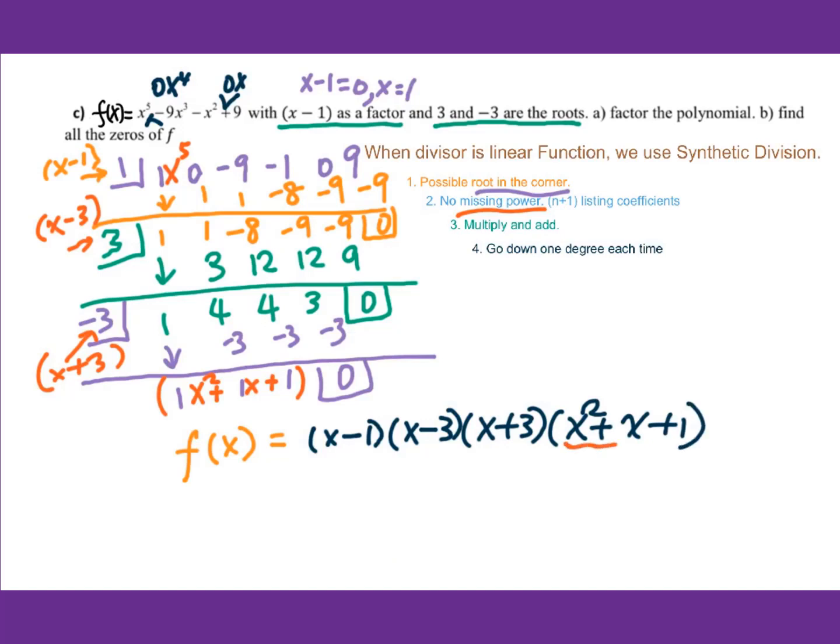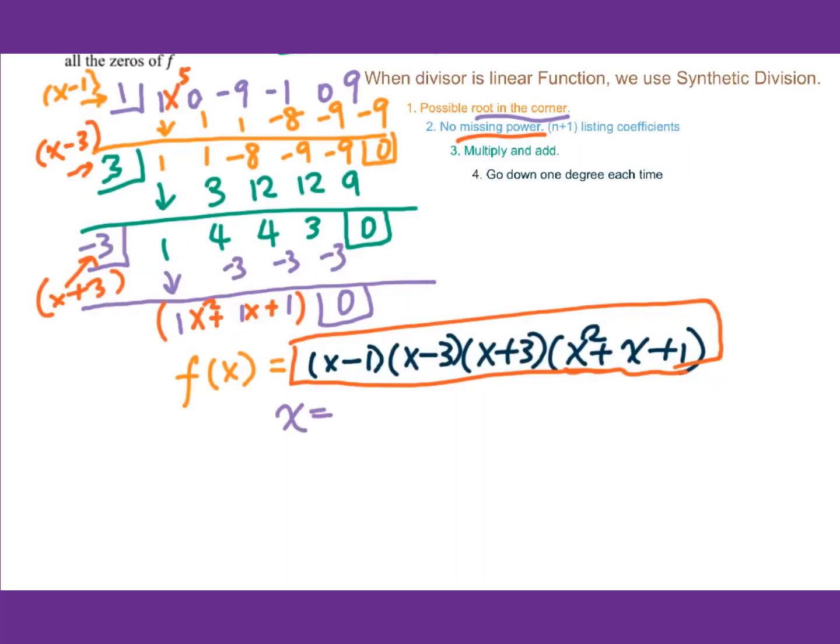For this quadratic function, it cannot be factored. Therefore, this is the factor form for this polynomial function. For the root, we got 1, 3, negative 3. We need to solve for x squared plus x plus 1 equal to 0.